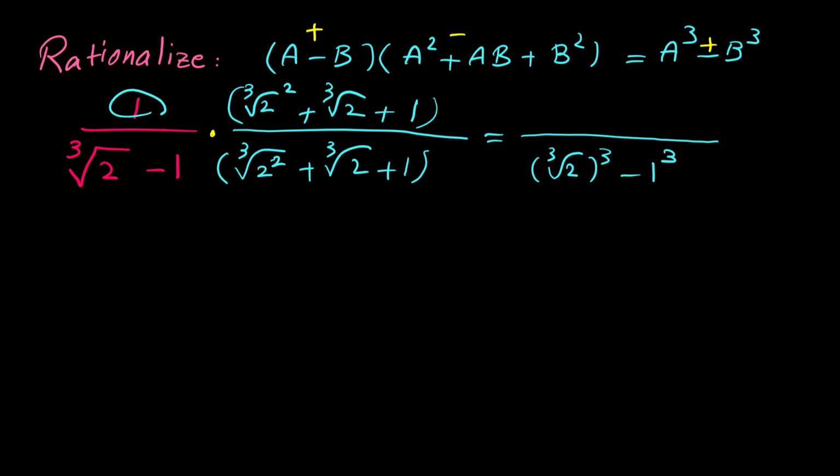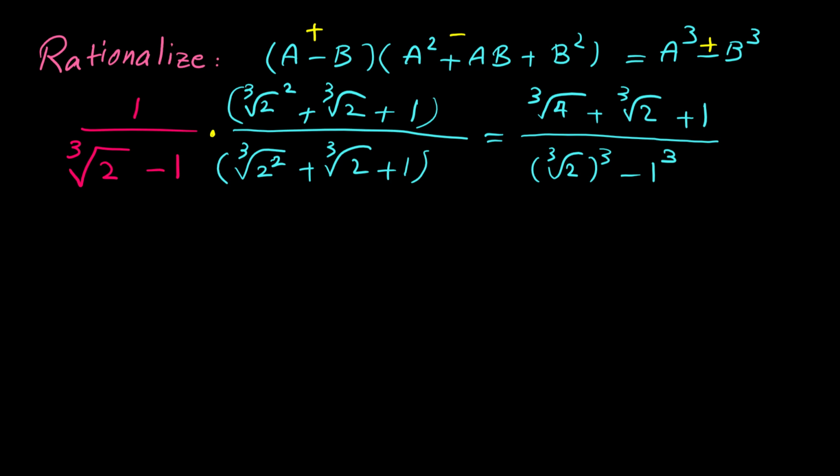And for numerator, 1 times this bracket is this bracket, and cube root of 2 to the 2 is cube root of 4, plus cube root of 2 plus 1. For denominator, cube root of 2 to the 3 is 2, because the power 3 and the cube root cancel. So 2 minus 1 is 1. So denominator is 1, and when denominator is 1, you don't need to write the denominator.